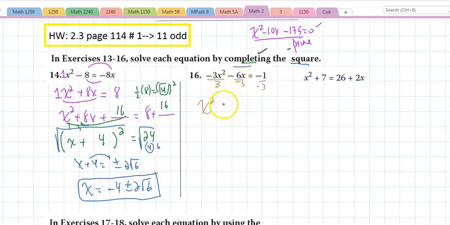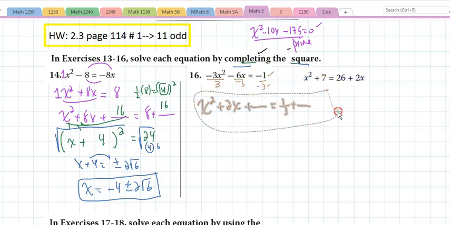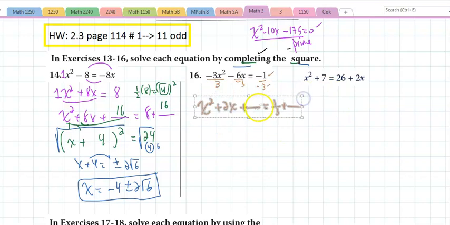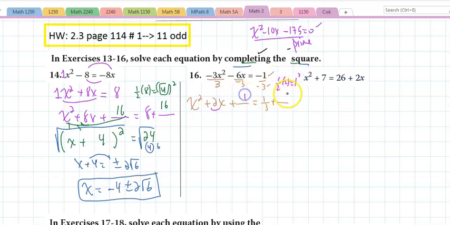Negative 6x over negative 3 is a positive 2x. I'm going to add a number to both sides of the equation. Negative 1 divided by negative 3 is 1/3. And here it is. Now, I'm going to take half of the middle number. I'm going to take half of 2, which is 1, and square it.